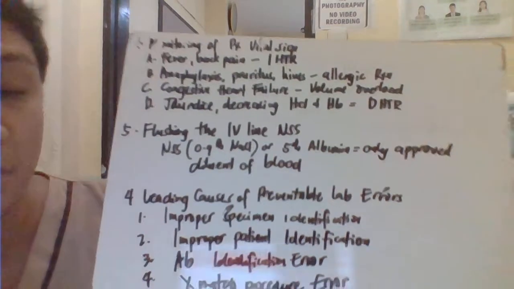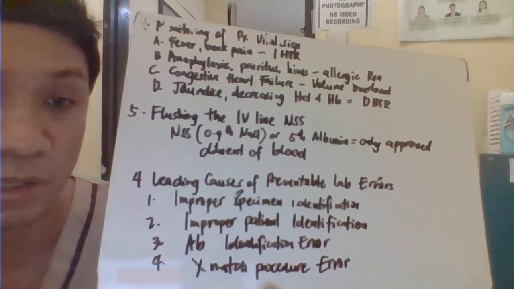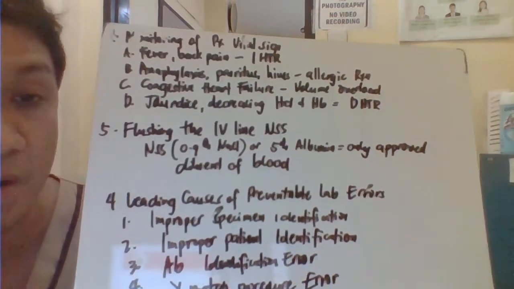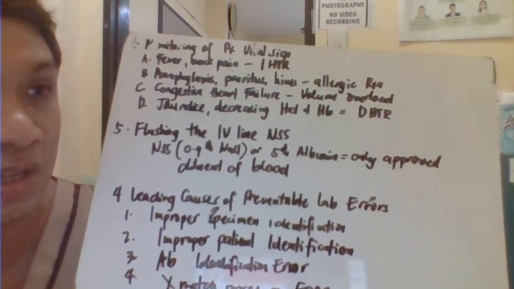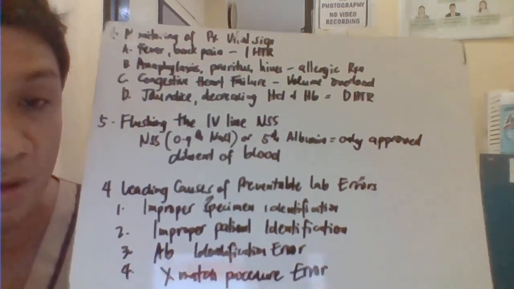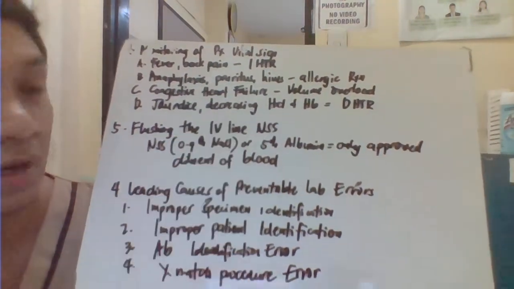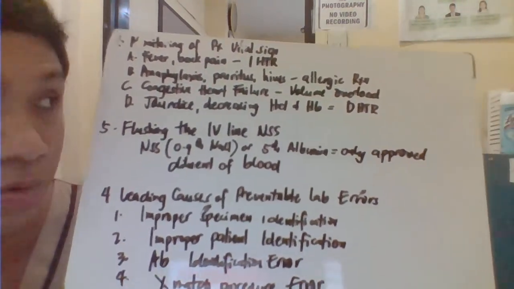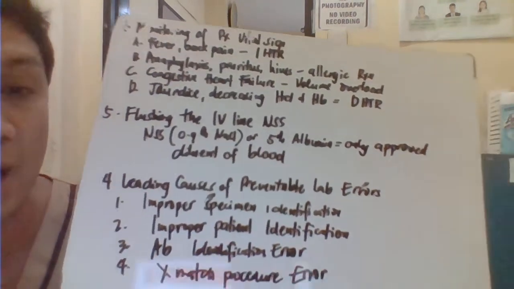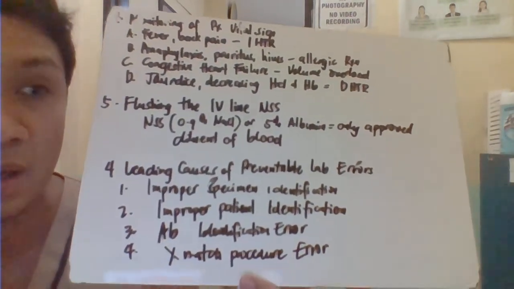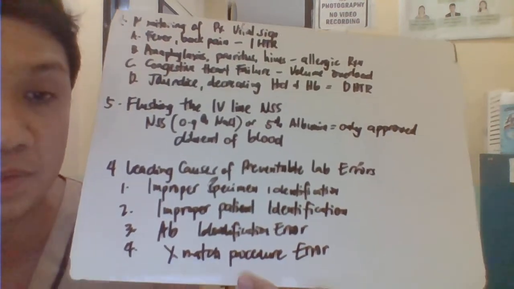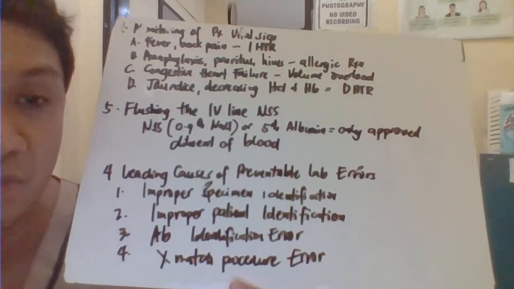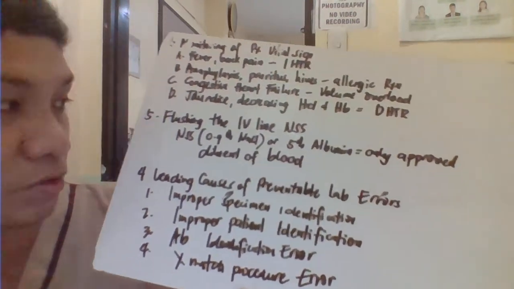Then we have monitoring the vital signs, very important too, as it would provide you with the manifestations of reactions. First, fever and back pain signify an immediate hemolytic transfusion reaction. Pruritus, hives, and anaphylaxis would be related to an allergic reaction. Then we have congestive heart failure related to volume overload. Jaundice, from red cell destruction, with yellowish coloration of the patient, plus a decreasing hemoglobin and hematocrit every day compared to the previous day, signifies that you have a delayed transfusion reaction.